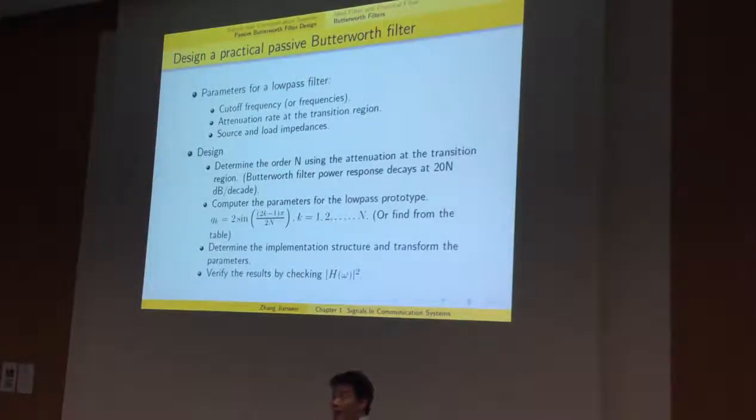All right, so here are the steps for a low pass filter design. Generally, the parameters given are like this: the cutoff frequency. If you're talking about the band pass, then you must have two cutoff frequencies, right? And otherwise, an attenuation rate and the transition region. So how fast will it roll off? Because this will determine the order n. Remember that the rolling off rate is 20 times n dB, right? So if the rolling off rate is given in the question, then you can determine your minimum n.